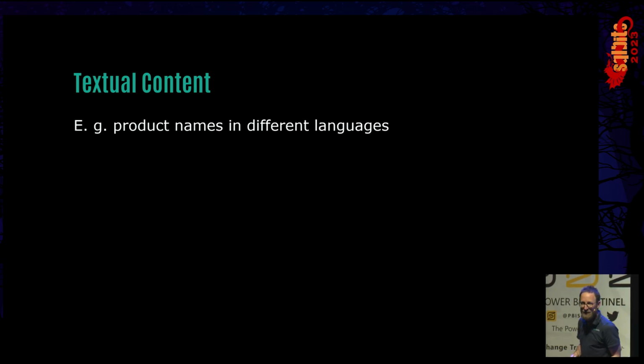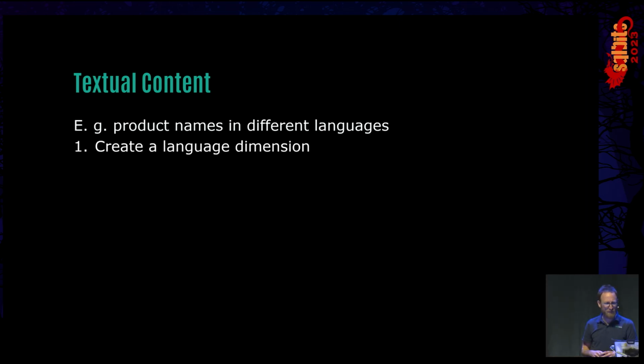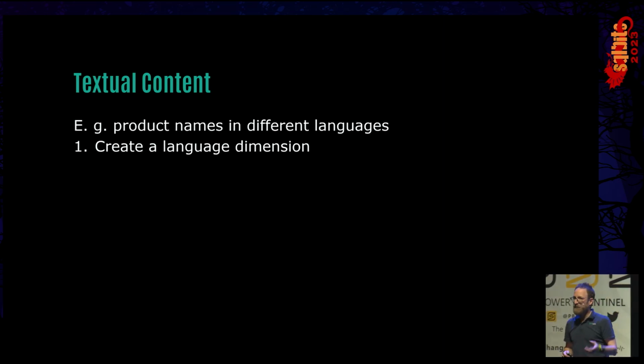We have product names, and the product names have English names, and Klingon names, and Danish names, German names, and whatever. And the user wants to decide in which language to consume them. So the first thing we need is a dimension for that, so we can populate the slicer, for the radio button or whatever you want to have there.